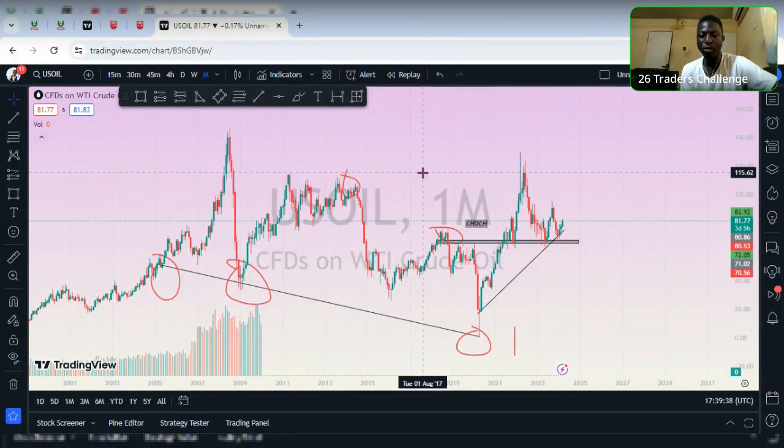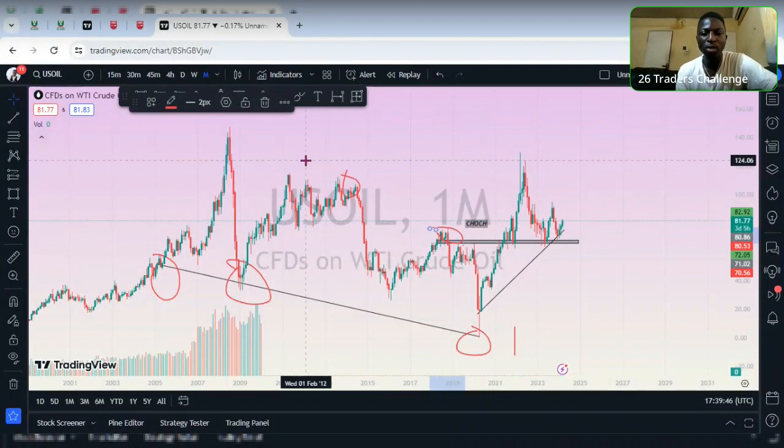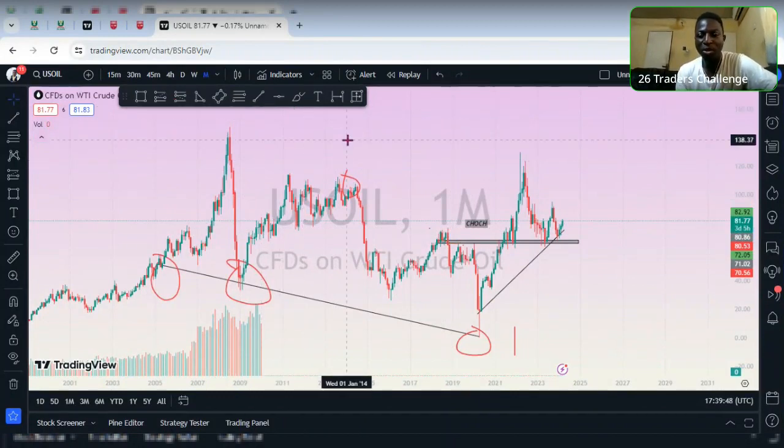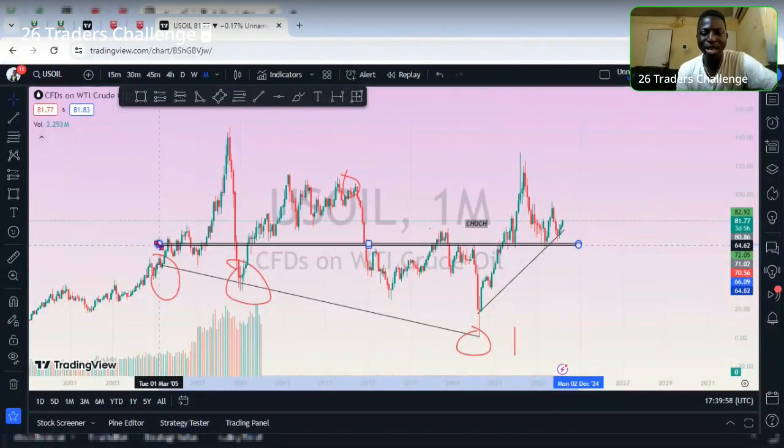So on the monthly time frame, the first thing to do is to know our market trend. The second thing you want to do, let me clear all of this, is to mark out your zones. Major zones on the monthly time frame. We have our first zone here. Tracing it backward, the market has been reacting to this zone even many years ago.